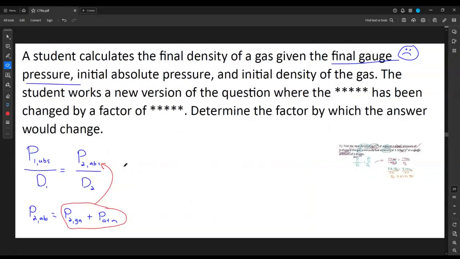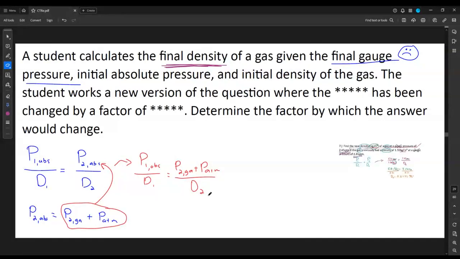Okay, so bringing these things together, we get that P1 absolute over D1 is equal to P2 absolute, but remember we're substituting a bit here. So P2 gauge plus P atmospheric, and then divided by D2. All right, then we need to see what we're actually solving for. So this question calls for the final density. So that means I'm looking for D2. So this is the proportion. It's kind of ugly, but it is still just a proportion.